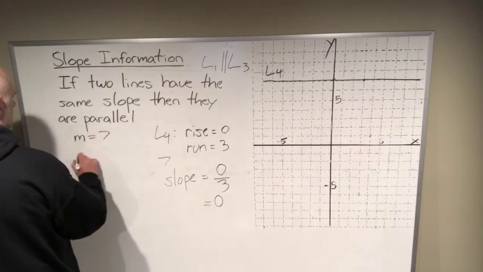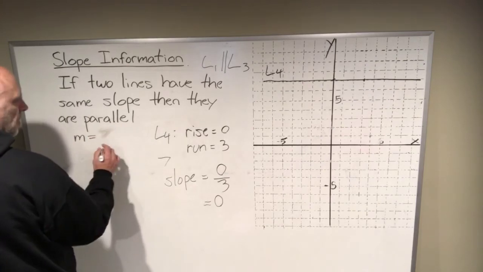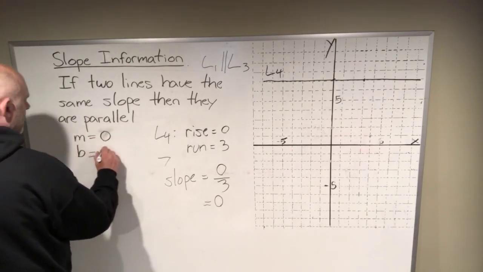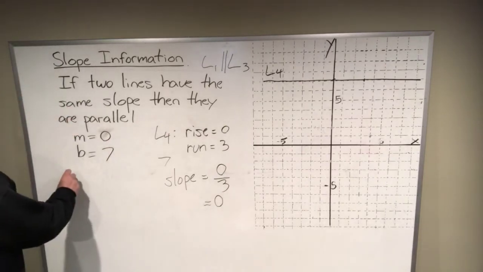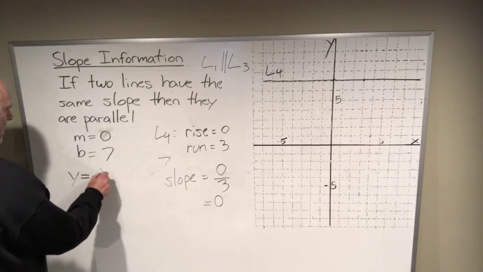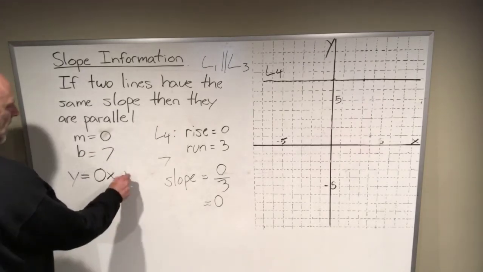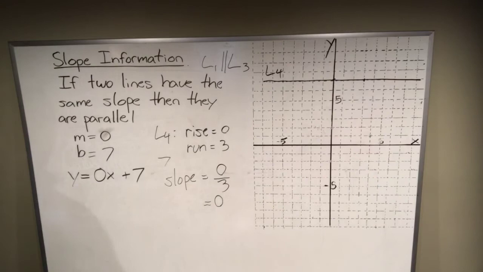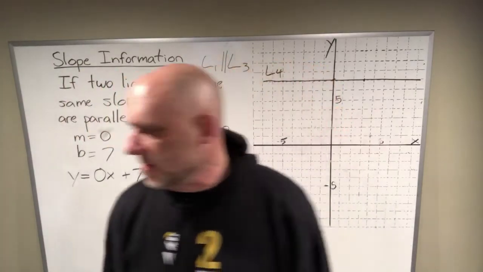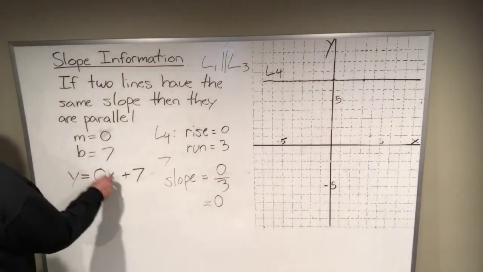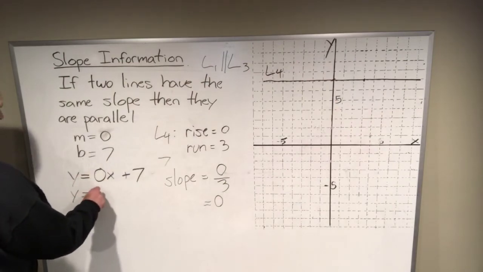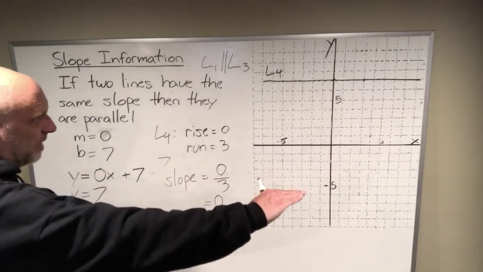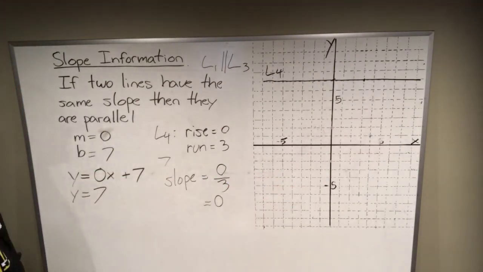I did this wrong, sorry. M is for slope. M is 0, y-intercept is 7. Okay, let's put this in the equation. Y equals slope times x, and then we add in the y-intercept. Does that look funny to you? What's 0 times x? What's 0 times anything? Nothing. So this amounts to nothing. We don't even need it there. Whenever the slope is 0, this thing is completely flat. So it will have a y-intercept, but it'll be a flat line that goes through y equals 7.